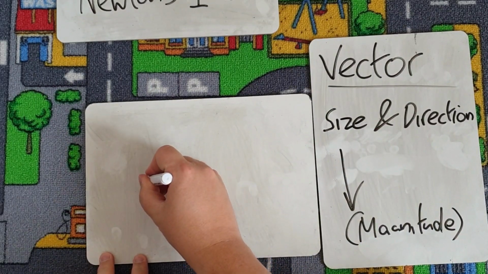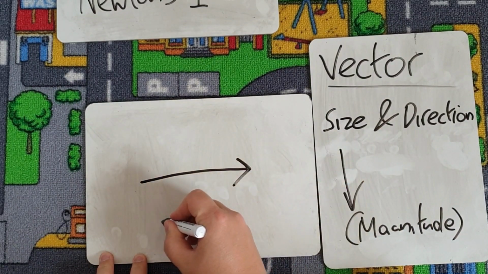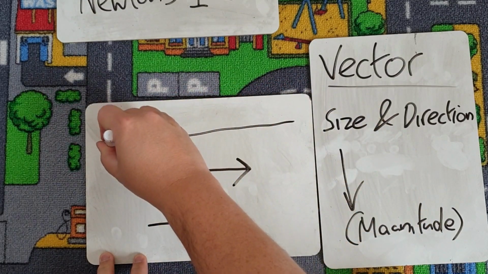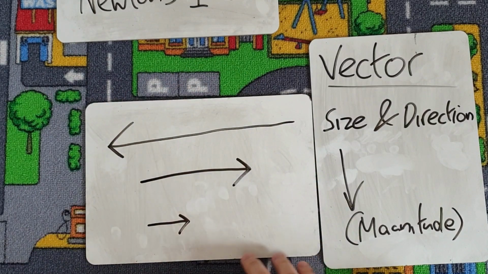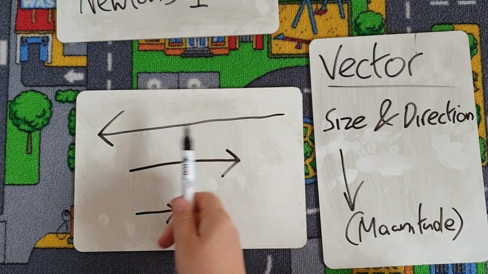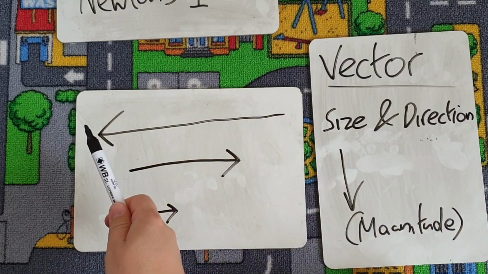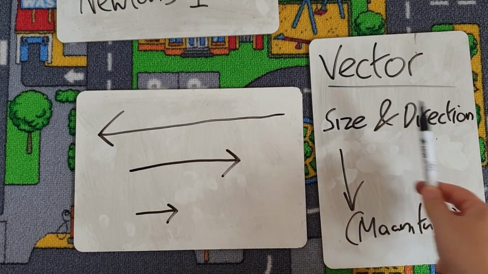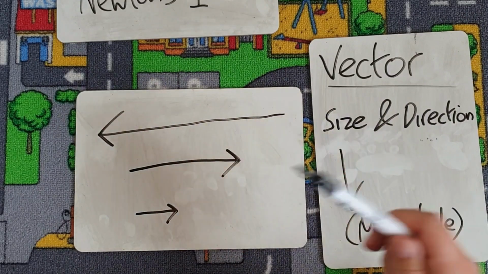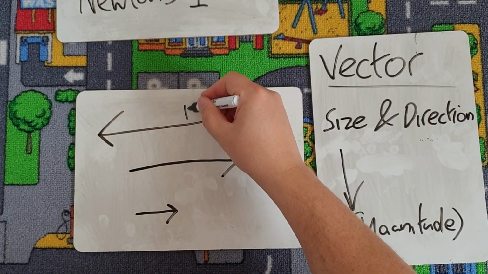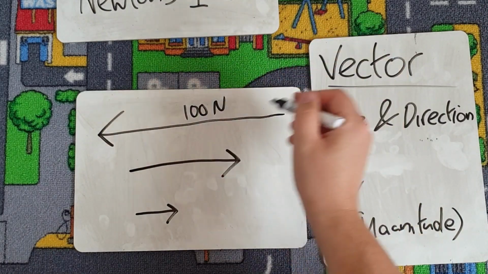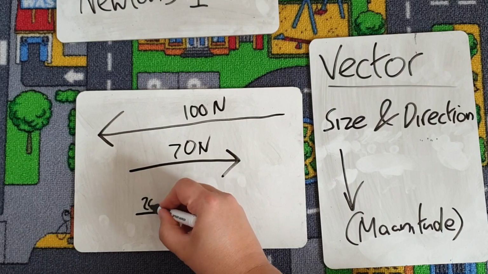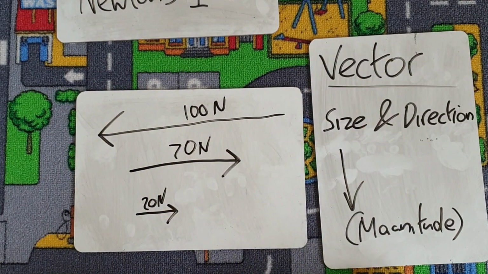So we draw forces with an arrow. If I just draw a few forces here. Arrows are really useful for showing forces because they give it a direction. Obviously, this one's going to the left, these two are going to the right. The arrows for the forces show the direction, and the length of the arrow shows the size. So this one might be 100 newtons, that one might be 70 newtons, and that one might be 20 newtons. The longer the arrow, the bigger the force.